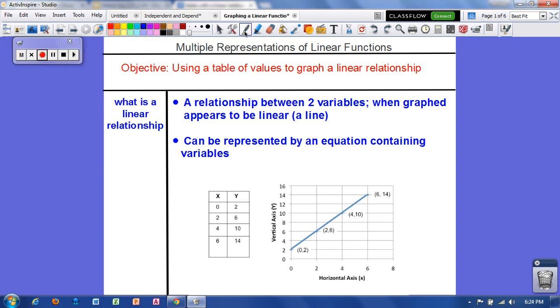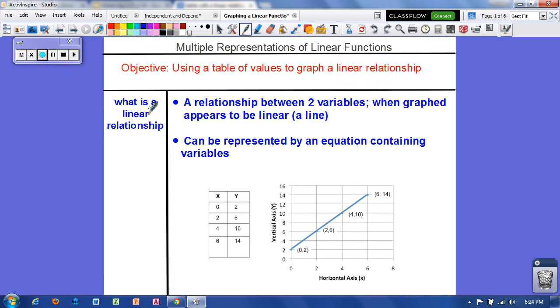Hey guys. All right, today we are talking about multiple representations of linear functions. Our objective for today, we are using a table of values to graph a linear relationship. Make sure you write down everything you see and everything that I write down.